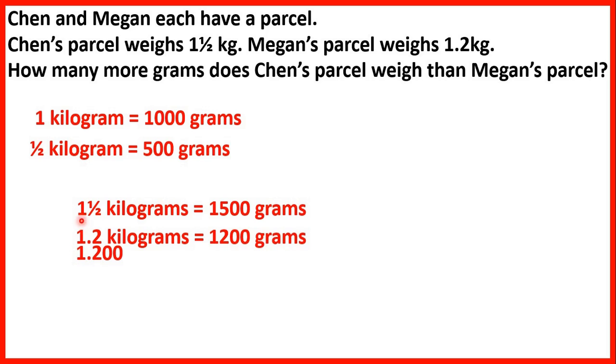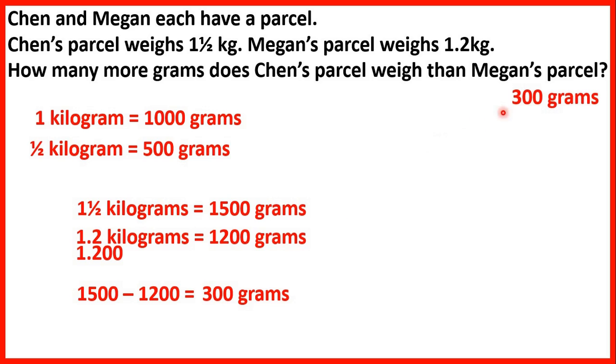And that makes sense because 1.2 is just a little bit more than 1, and 1,200 is a bit more than 1,000. So the question asks us how many more, which means that we're finding the difference. We're comparing two values, so we need to subtract. And 1,500 minus 1,200 is 300. So our answer is 300 grams.